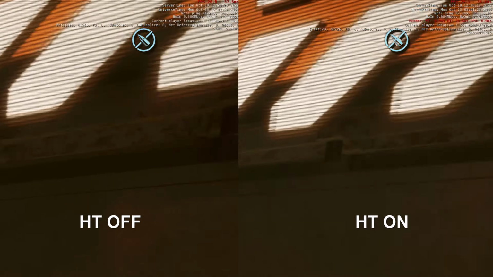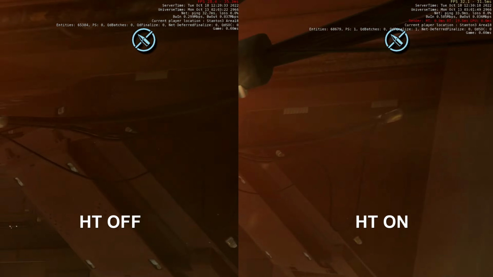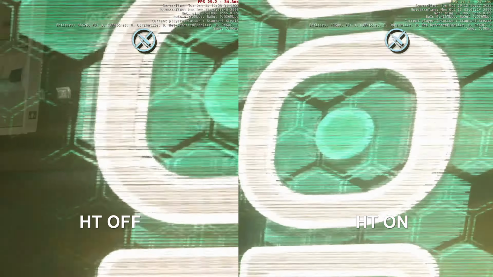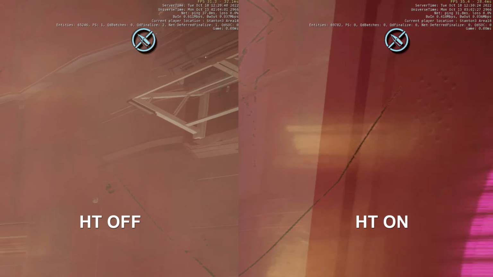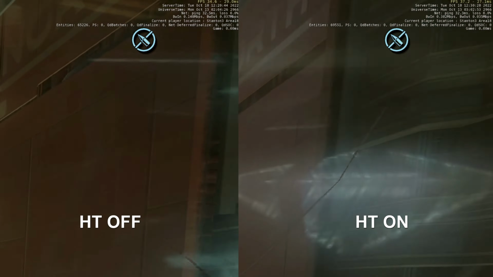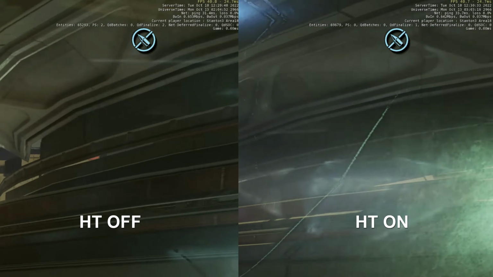But things sort of change as we go around this corner on the train. This is traditionally a very bad area and I always drop into the 20s here. But with hyper-threading enabled, I seem to be able to handle that a lot better. HT off was still under 30 there, whereas hyper-threading recovered a lot easier and stayed at a higher frame rate.